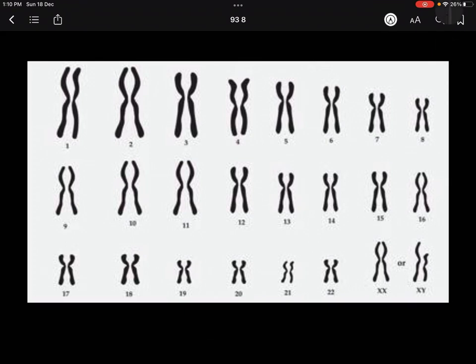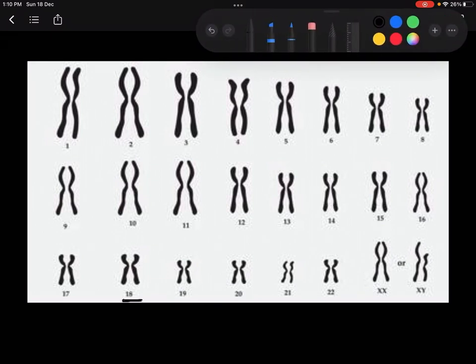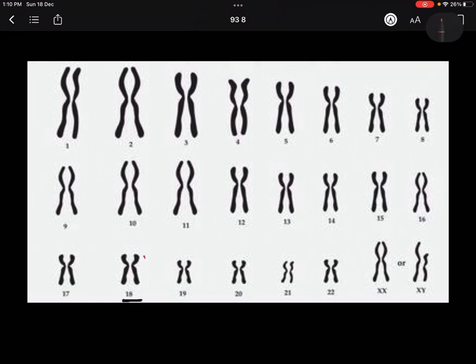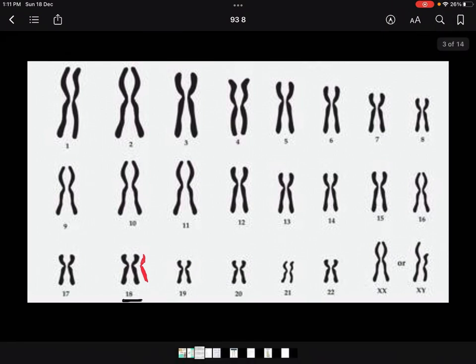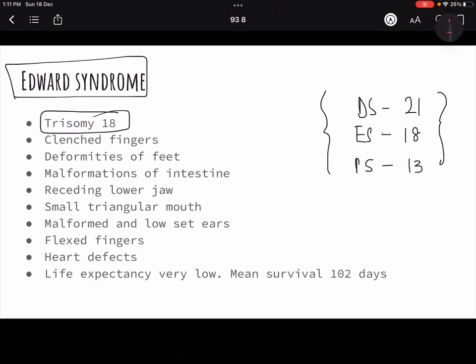Now 18th chromosome, which is this one, will look normal like this. With trisomy it will look something like this, right? So this becomes now the abnormal karyotype for a person who's having the Edward syndrome. Okay, so now what are the features? They will have clenched fingers. See, almost many of them will be overlapping. For example, clenched fingers we also saw in the Patau syndrome. Okay, deformities of feet we saw in Patau also.